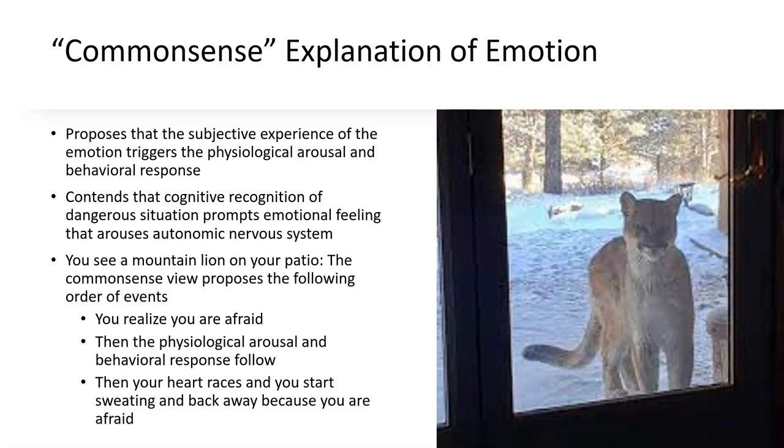So you see a mountain lion on your patio. If you're like me, you realize you're afraid of that cat. And then you have physiological arousal that follows the recognition that you are afraid, and then your heart races. Now, not all of the data really supports this explanation. Some theorists argue that the physiological arousal happens first, then you have to interpret it, then you take a behavioral response that is appropriate to the interpretation. Other theories are more mixed.